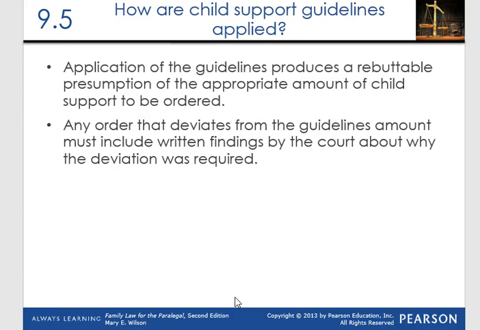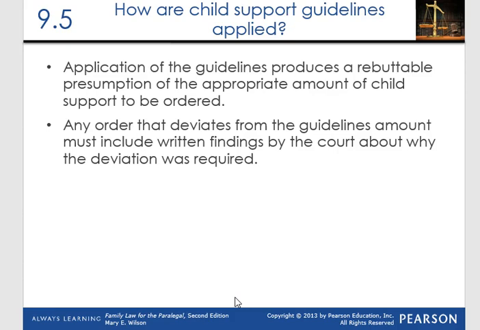Application of the guidelines produces a rebuttable presumption of the appropriate amount of child support to be ordered. An order that deviates from the guideline amount must include written findings by the court about why the deviation was required. So oftentimes with shared parenting plans and negotiated divorces or custody arrangements, you'll see a deviation in child support if the parties are cooperative and sharing expenses, etc.